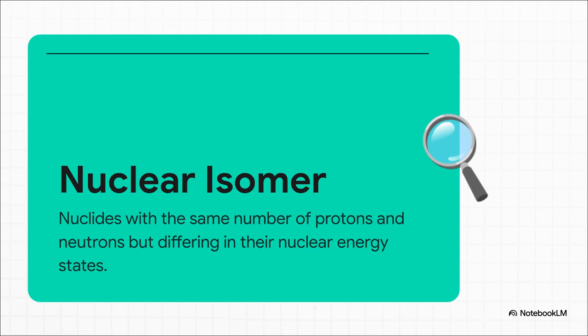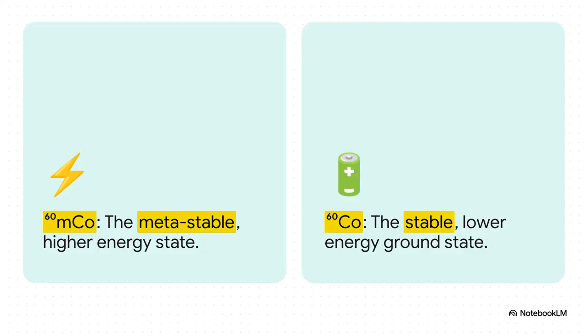Okay, so this is where it gets a little wild. A nuclear isomer isn't about different atoms. It's about a single atomic nucleus. It has the same number of protons, the same number of neutrons, but it can exist in different energy states. It's literally the same nucleus, just with a different amount of energy packed inside. Let's look at cobalt-60, for example. Both of the forms you see here have the exact same number of protons and neutrons, but that version with the little m next to it, m stands for metastable, is in a higher, more excited energy state. Eventually, it'll relax and fall back down to its stable ground state, and when it does, it releases that extra energy. Pretty amazing, right? Same nucleus, just two different energy configurations.